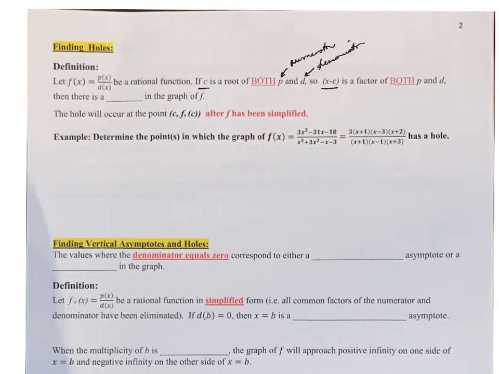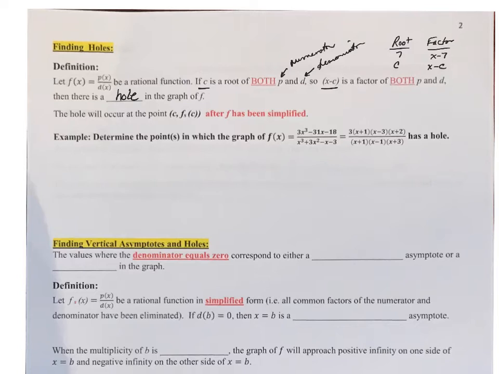Now, we've done this previously when we worked on polynomials. Remember, if I told you that a root was maybe 7, then we knew that the factor was x minus 7. So same idea here. I've got this root c, which means that x minus c is a factor. Okay, and in this case, it's a factor in both the numerator and in the denominator. That's what's important about holes. It has to be in both the numerator and in the denominator. And if that's the case, then there is a hole in the graph of f where that common factor occurs.